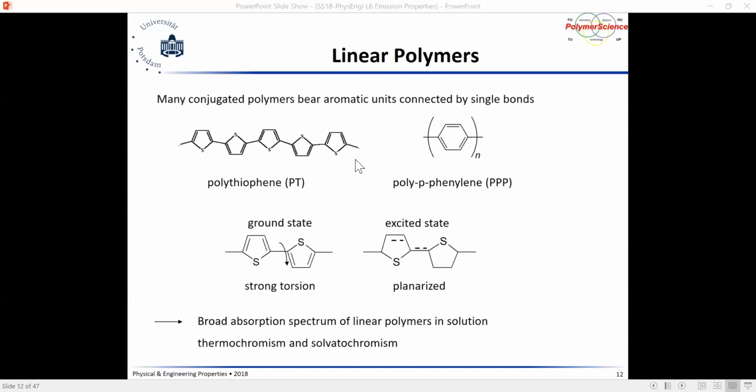Okay, so here are some examples of conjugated polymers. A lot of conjugated polymers have aromatic units connected by single bonds. What that means is that, for instance, when they're in the ground state, there might be a strong torsion between the top two aromatic units, which are connected by the single bond. And when it gets into the excited state, it might become planarized.